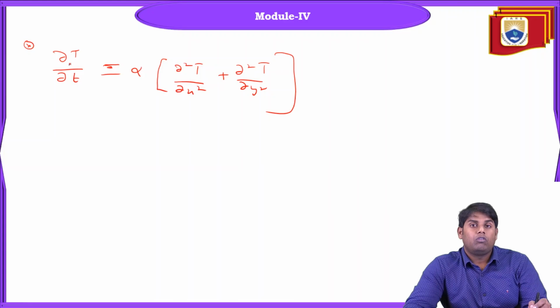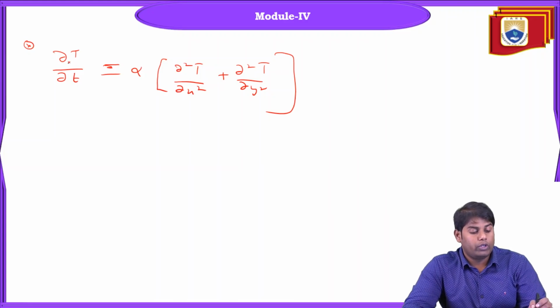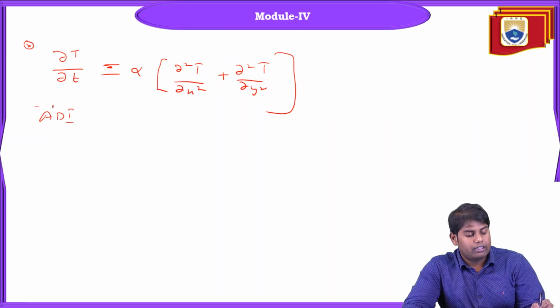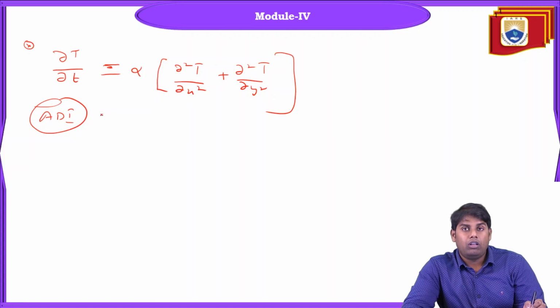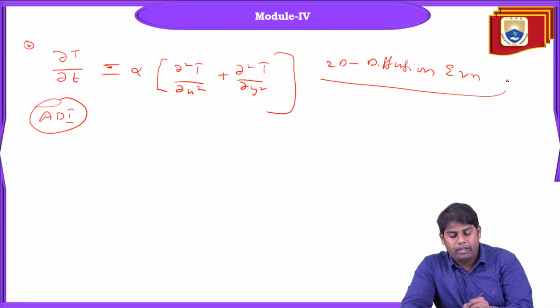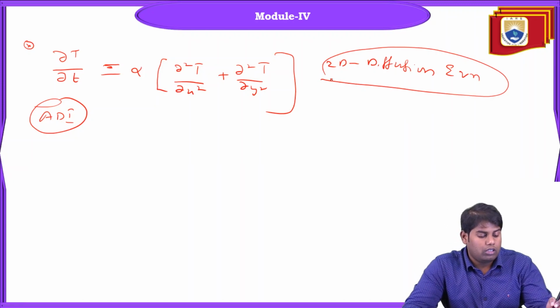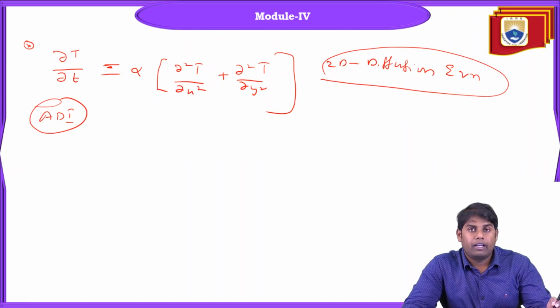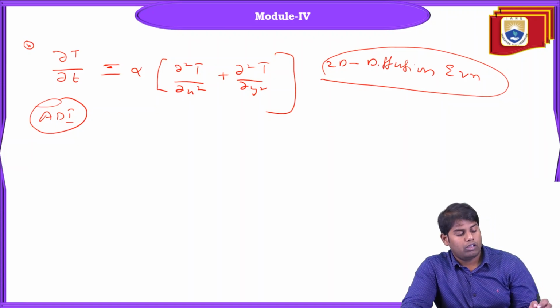Now let us solve this equation. So how do we? By the ADI technique. By the ADI CFD technique, let us solve this 2D diffusion equation. So we need to solve the 2D diffusion equation using the ADI technique. Okay. So that is what we are seeing now.